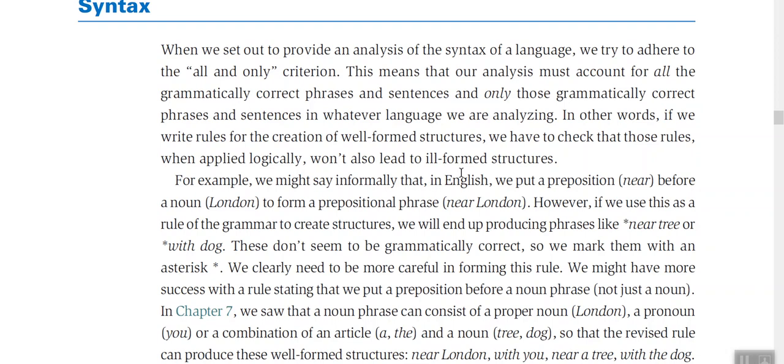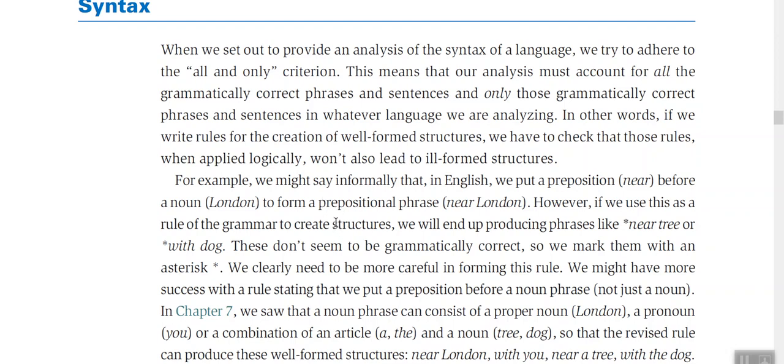Ill-formed structures means any ungrammatical structures, any ungrammatical sentences. Sometimes we say well-formed and ill-formed. Well-formed means grammatical, and ill-formed means any ungrammatical sentences or structures. This is what we mean by the all and only criteria.